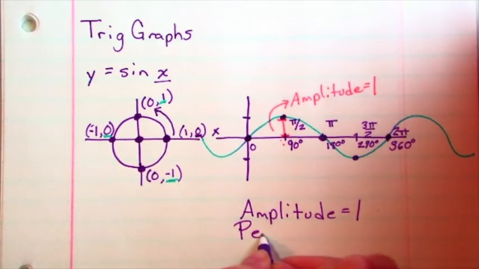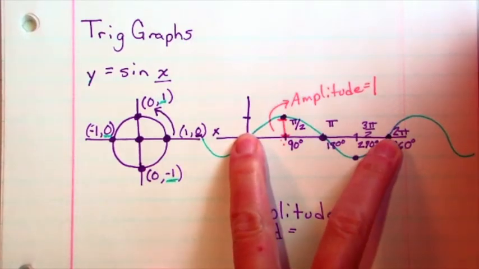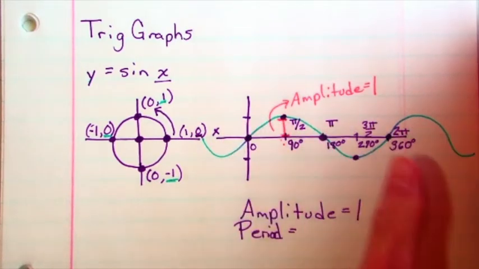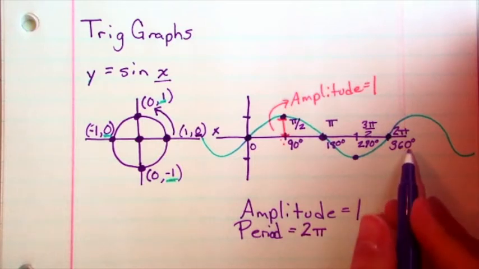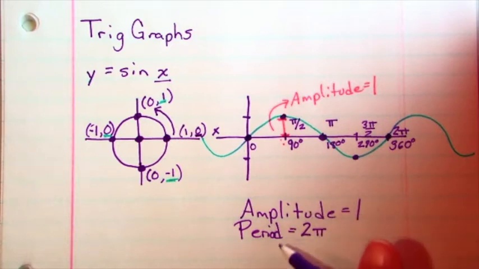And the period, it repeats every 2 pi. So remember, from 0 to 2 pi was one section of that graph. So if I take that one section and repeat it over and over again, that's how I form that whole graph. So the period, one piece, is 2 pi, or 360 degrees, but most of the time we talk about it in terms of radians instead of in terms of degrees. So we know that 2 pi and 360 are the same thing.